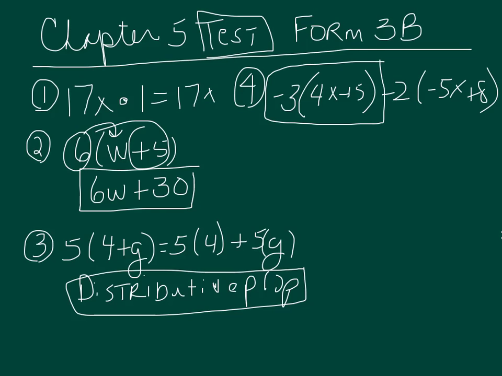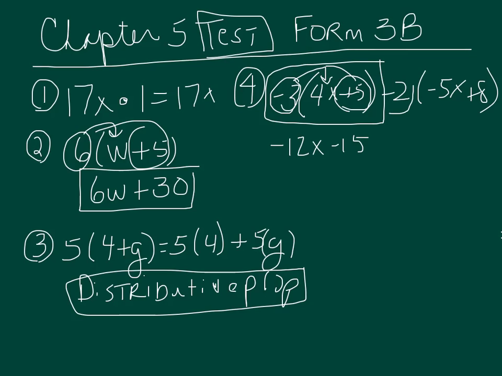So let's take care of this section here. This is distributive, so I'm going to use distributive. Negative 3, the number takes a sign, times this term. So negative 3 times 4 is negative 12, and don't forget the variable, x. And negative 3 times positive 5 is a negative 15.